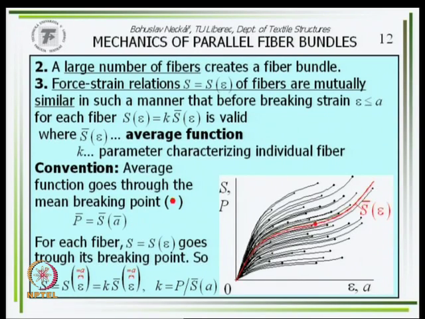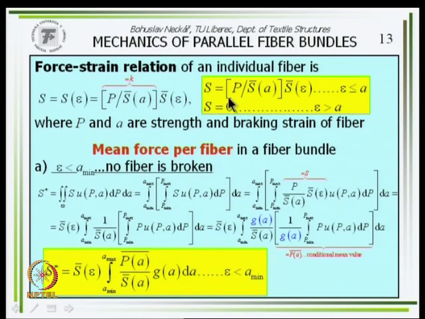At the end point of a fiber, immediately before the break of the fiber, the force is equal to the strength. S is equal to P, and epsilon is equal to the breaking strain A. But we said S is K times S bar epsilon. Now, in K times S bar epsilon, in place of epsilon we write A. So we have from this P is equal to K times S bar A. We obtain K as the ratio P by S bar A. And finally we can write, before the break of the fiber, if epsilon is smaller or equal to A, then S is, with K as earlier, P by S bar A times S bar epsilon. After the break it is zero, of course.